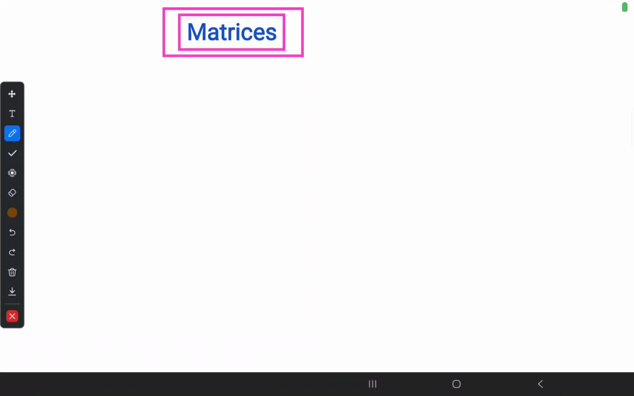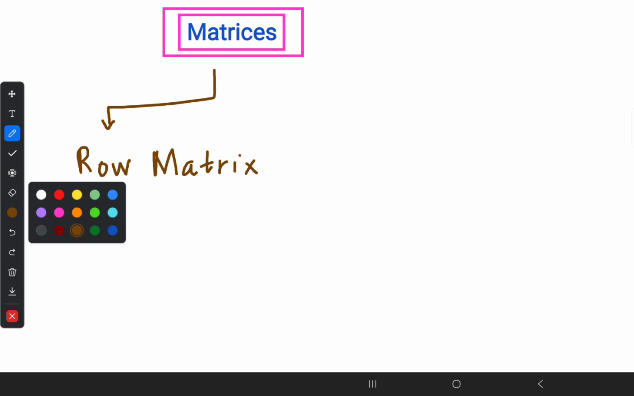Now we are going to discuss some different types of matrices. First, we are going to discuss the row matrix. Row matrix, what does it mean? Row matrix means when we write a matrix, if it has only a single row, that is called a row matrix.